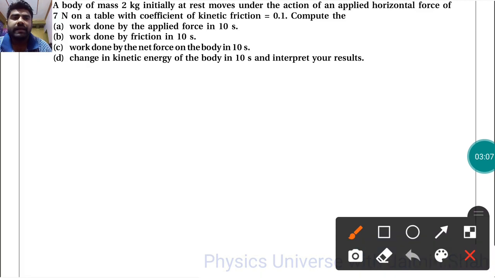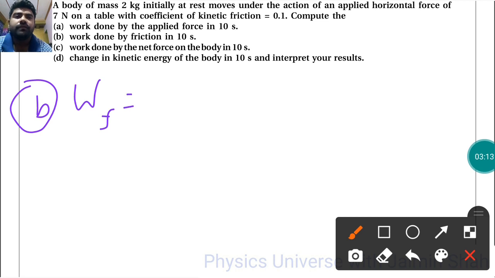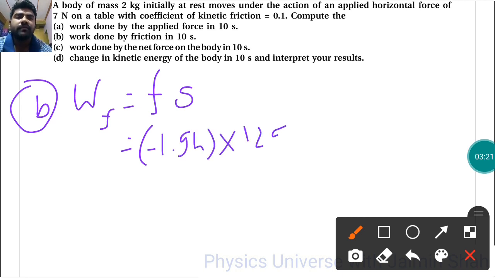Now the second question: the work done by the friction force. So WF is equal to frictional force into displacement. So the frictional force is minus 1.94 and the displacement is 125. Whatever the answer is, that is minus, in joule.